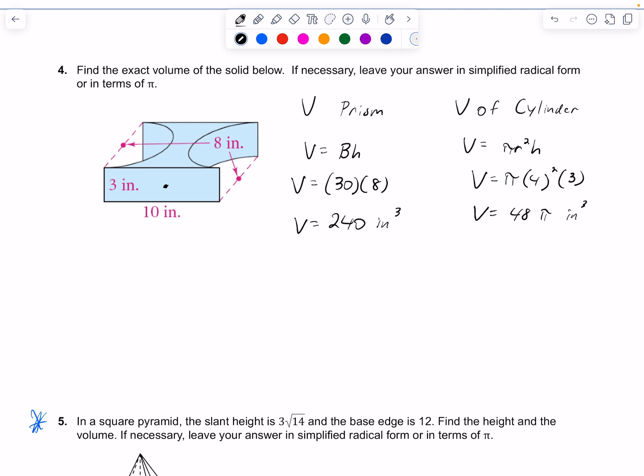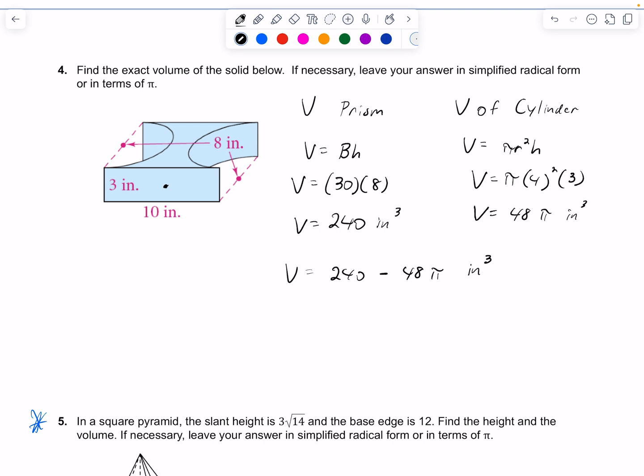Again, this is a little bit different than number 3. In number 3, we added them together. In this case, we're going to subtract. So this is the volume for the figure below, or the solid. I'm going to take the volume of the prism and subtract the volume of the cylinder. Because it wants an exact answer, leaving it with a simplified radical or pi, I'm just going to leave it like this: 240 minus 48 pi cubic inches.